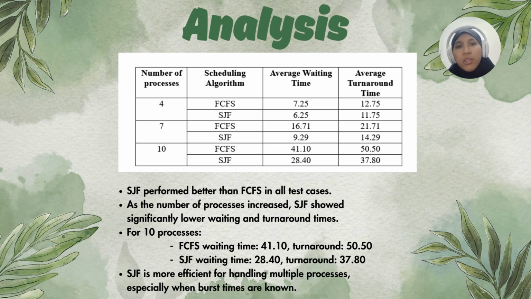From the analysis result, SJF performed better than FCFS in all test cases. As the number of processes increased, SJF showed significantly lower waiting and turnaround times. For 10 processes, the FCFS waiting time is 41.10 and turnaround time 50. The SJF waiting time is 8.40, turnaround 37.80. SJF is more efficient for handling multiple processes, especially when burst times are not uniform.